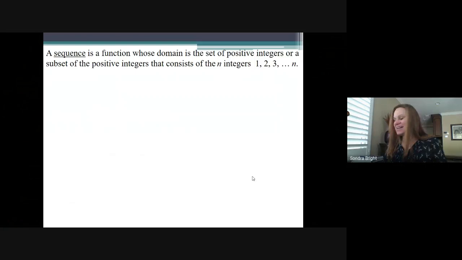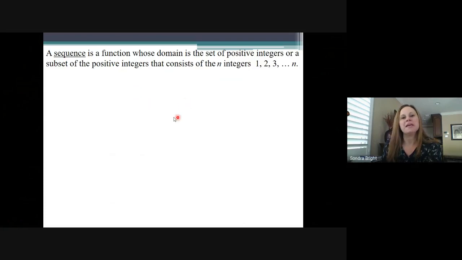Here we go. A sequence is a function whose domain is the set. The definition of the word function in mathematics is a mathematical relation such that each element of a given set, the domain of the function, is associated with an element of the function. The word function has 9 other definitions. So, a sequence is a function whose domain is the set of positive integers or a subset of positive integers that consists of the n integers 1, 2, 3, ..., n.